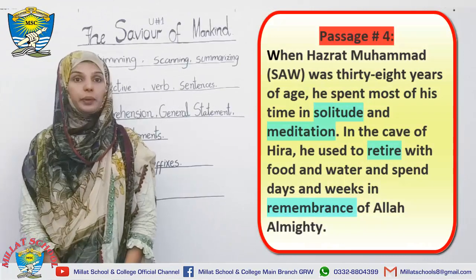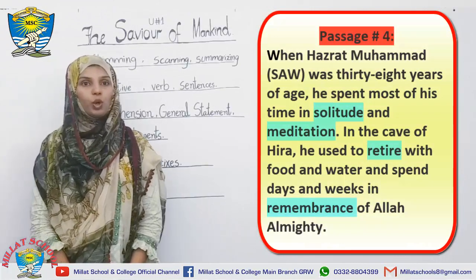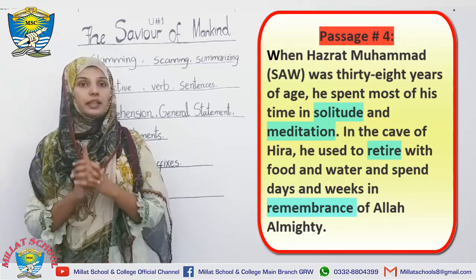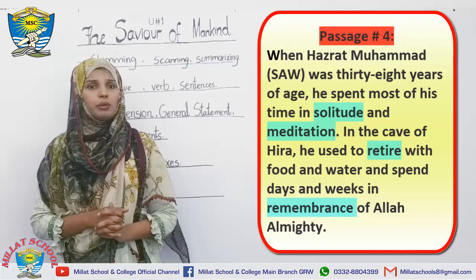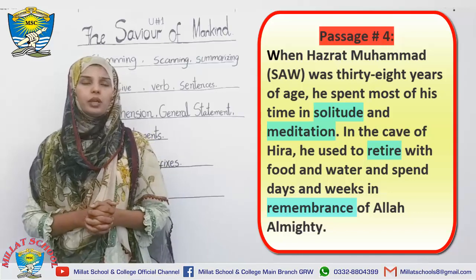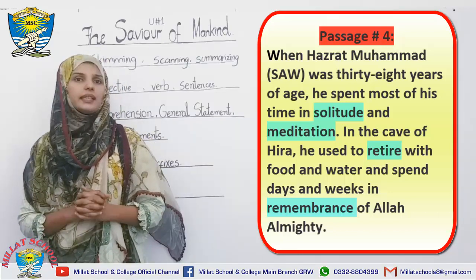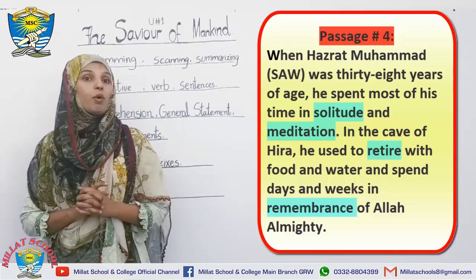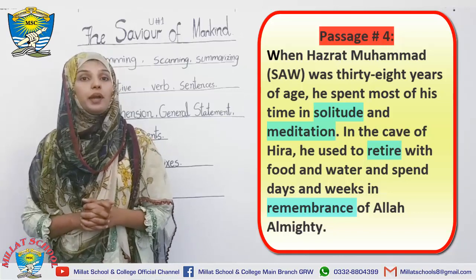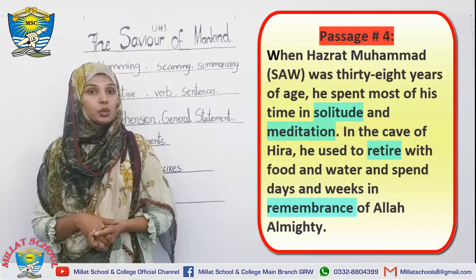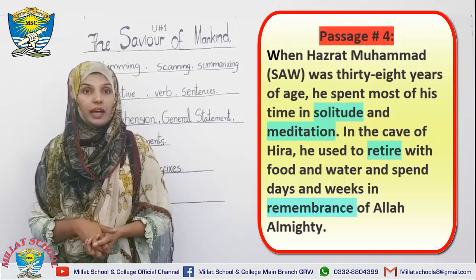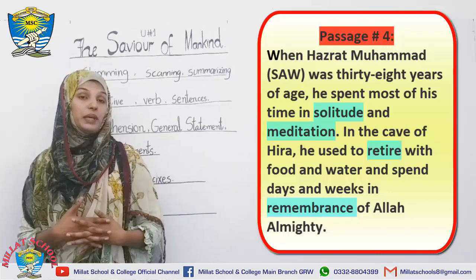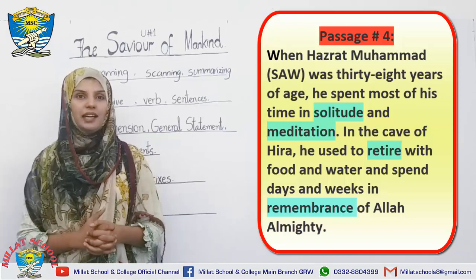Now here on the screen you can see passage number 4. What is the writer going to tell us in this passage? He is telling us about the personality of Hazrat Muhammad, peace be upon him, and what type of activities he did in his life. He spent most of his time in prayer and meditation. He used to go to the cave of Hira, and in solitude he used to remember Allah Ta'ala, to be the most favorite person in the eyes of Allah.